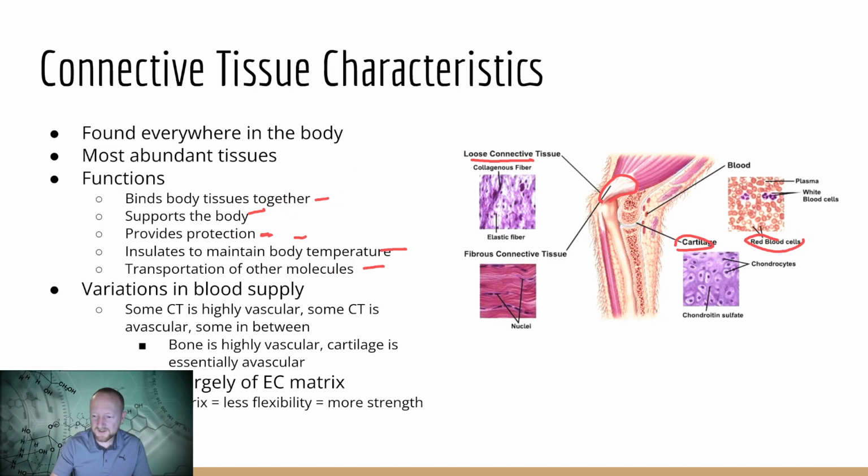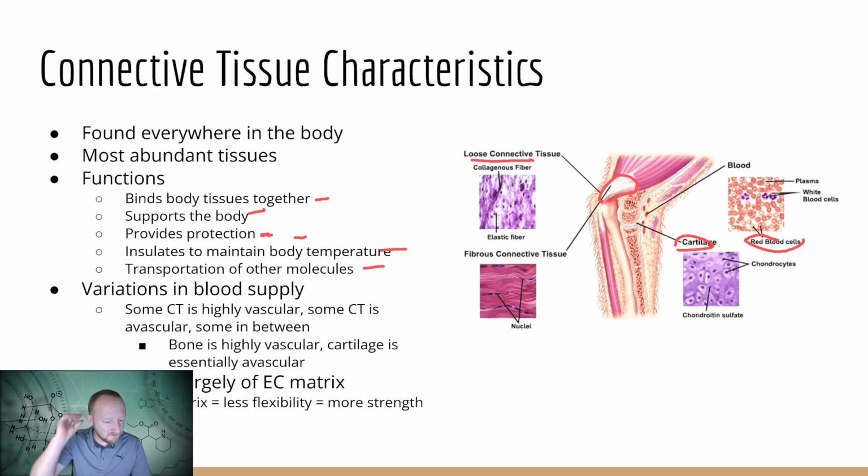So I did find a picture with all the examples. There's variations in blood supply. So some connective tissue is highly vascular, some connective tissue is avascular, some is in between. You think about something like bone, your first guess might be avascular, but bone is highly vascular. We have all that yellow bone marrow, red bone marrow creating all our blood cells. We have a lot of blood going through our bones. If we fracture a bone, it's going to bleed a lot.